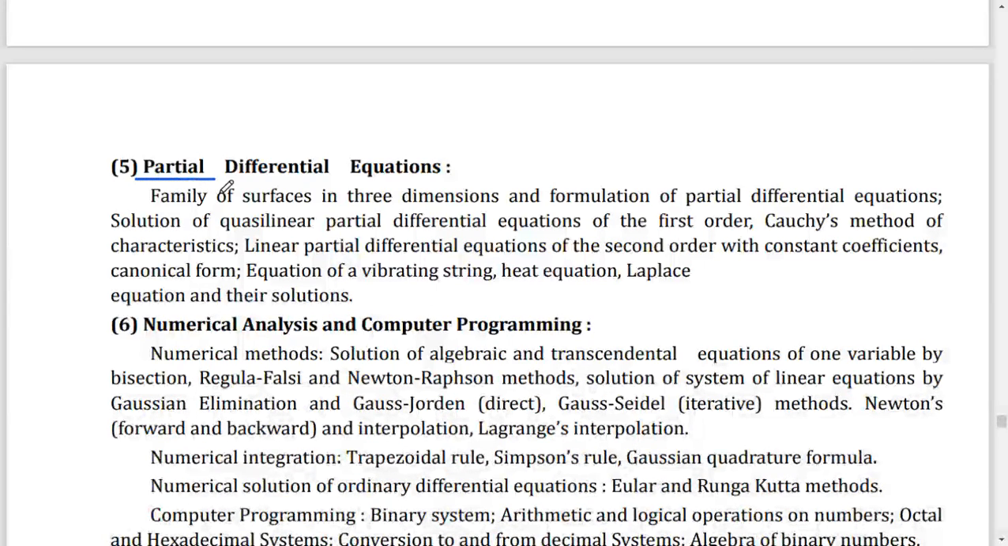5. Partial Differential Equations. Family of surfaces in 3 dimensions and formulation of partial differential equations, solution of quasi-linear partial differential equations of first order, Cauchy's method of characteristics, linear partial differential equations of second order with constant coefficients, canonical form, equation of a vibrating string, heat equation, Laplace equation and their solutions.